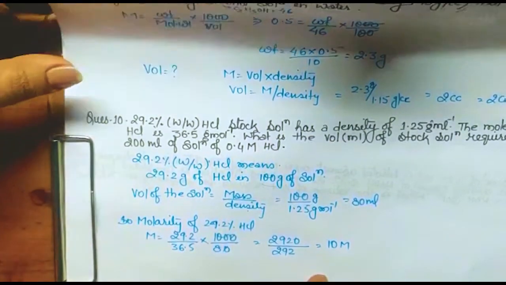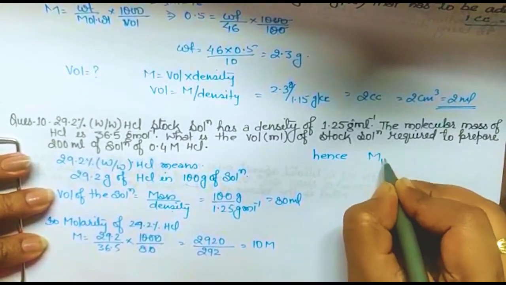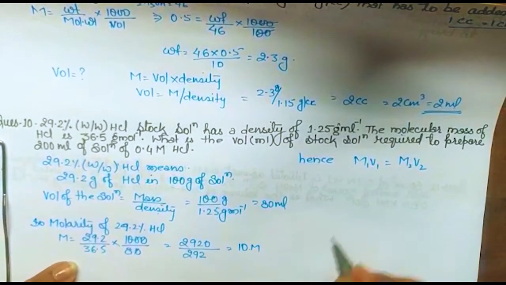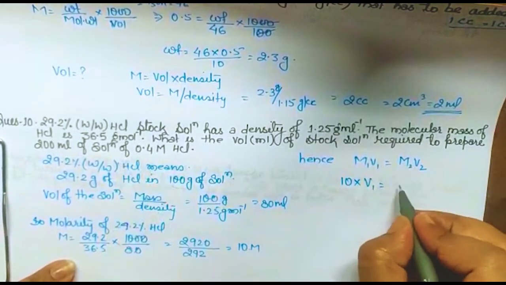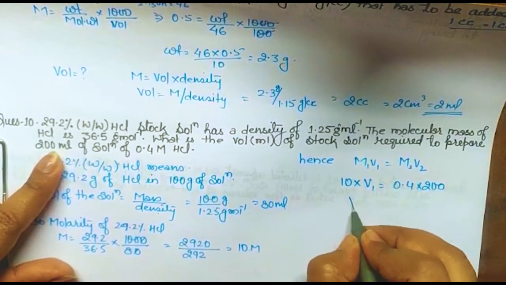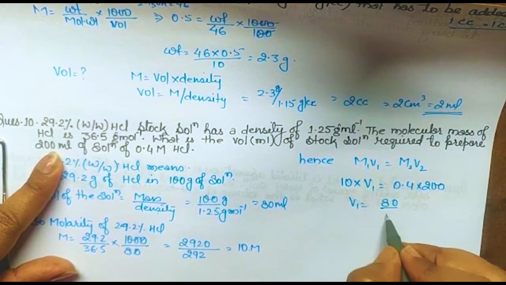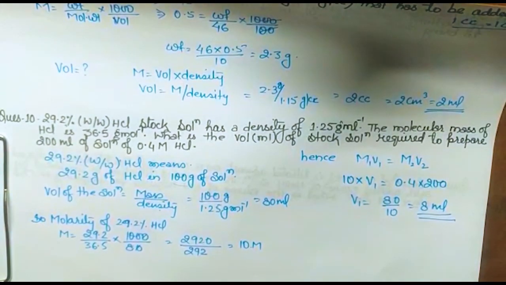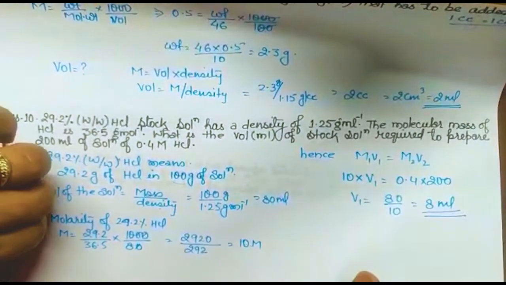So now what formula will you apply? Hence M1V1 is equal to M2V2. So M1 we got 10 M, the volume of HCl we have to find, M2 is given as 0.4, and V2 is given as 200 ml. So any problem? V1 is equal to 80 upon 10, that means 8 ml. This is the answer. Hope it is clear. So now question number 11 is waiting for you. So let's start that question.